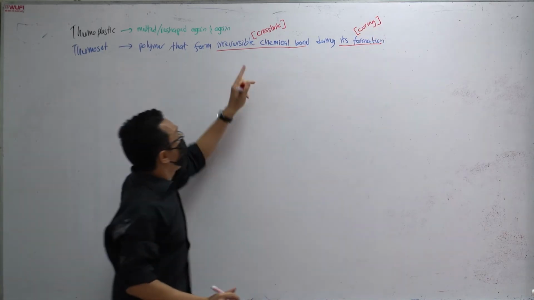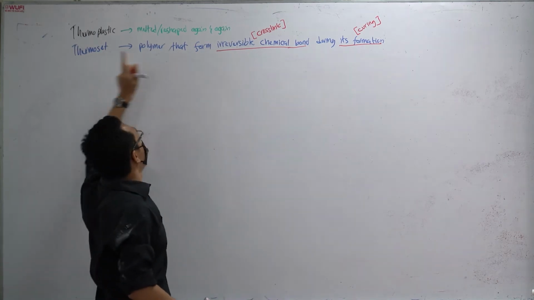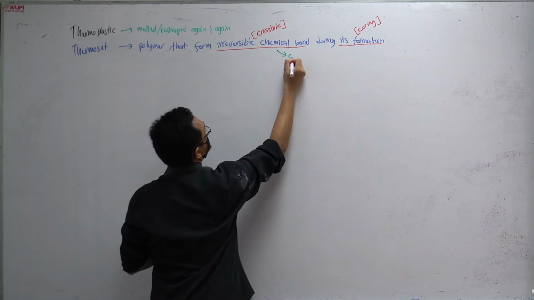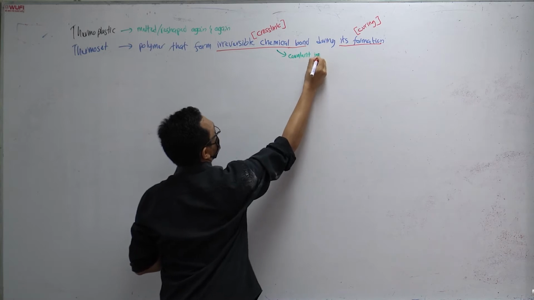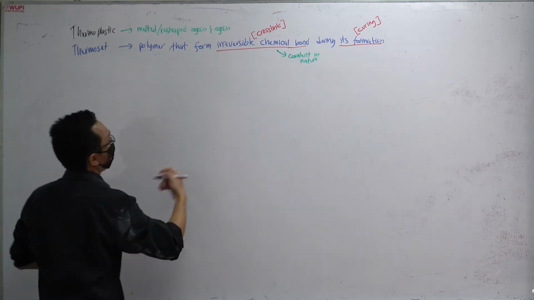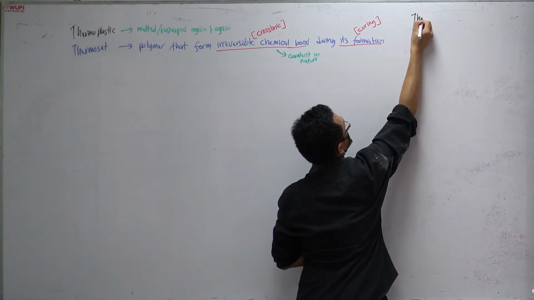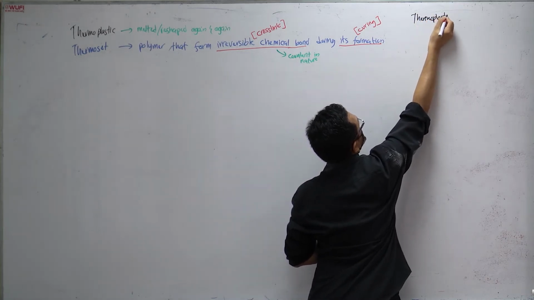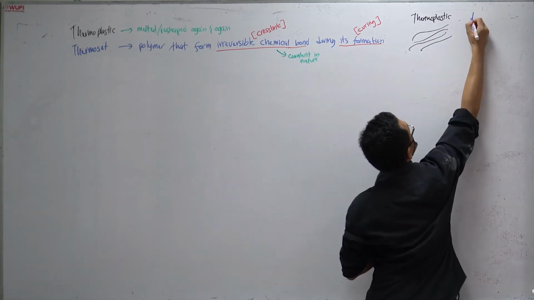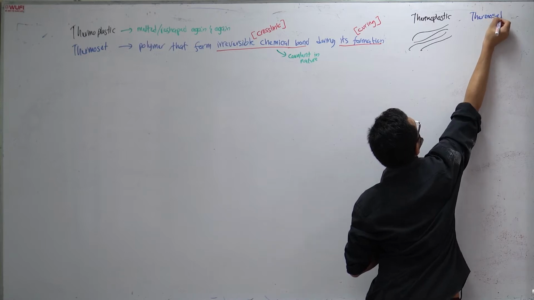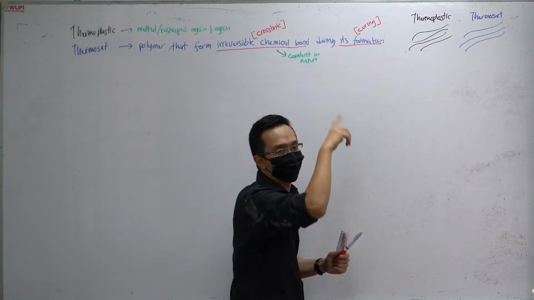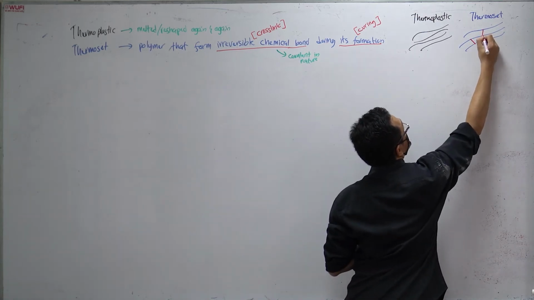This irreversible chemical bond that is made during the formation of thermoset is covalent in nature. Meaning that if the thermoplastic is like this, the thermoset will be like this, but they have what we call the cross link between the polymer chains. So you have something like that.